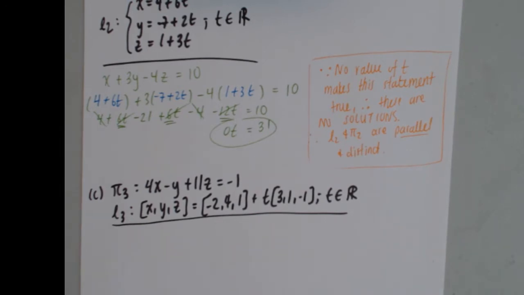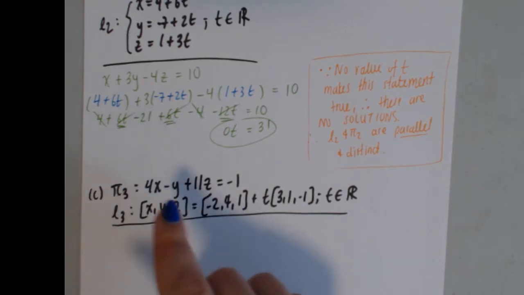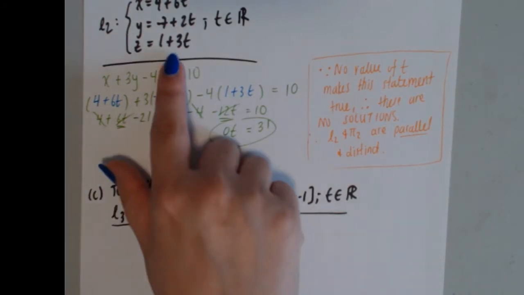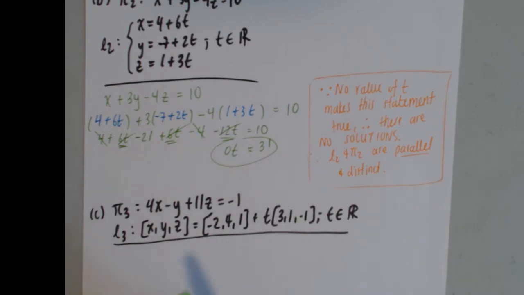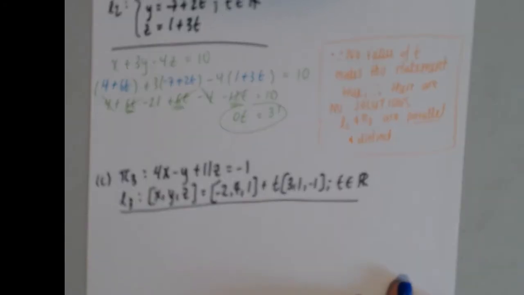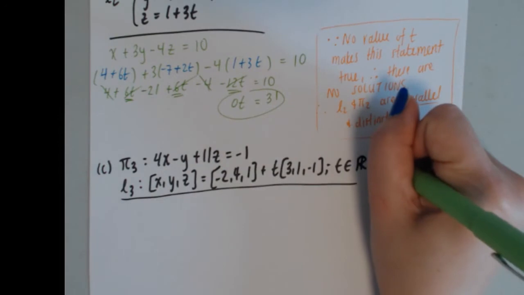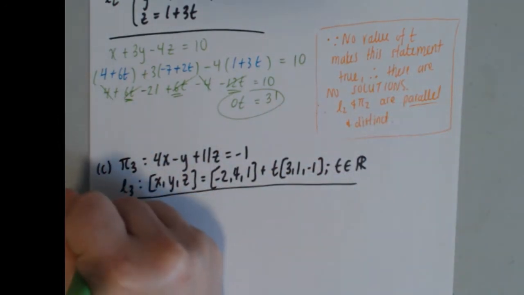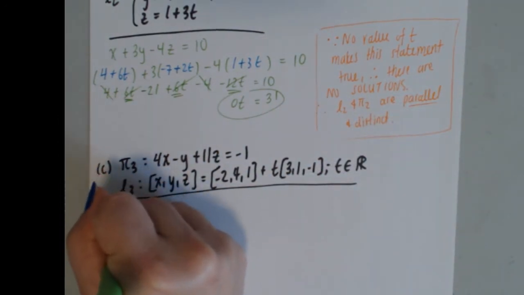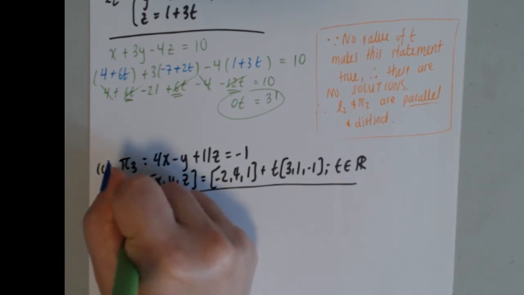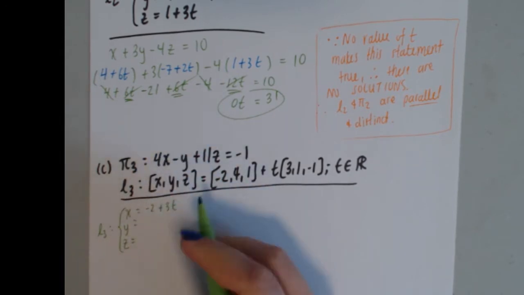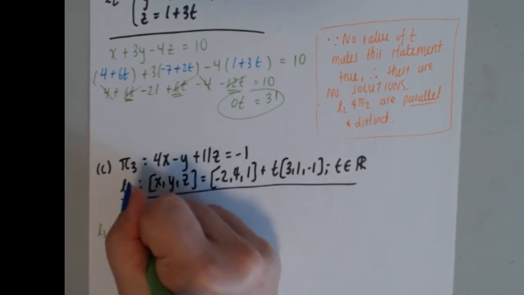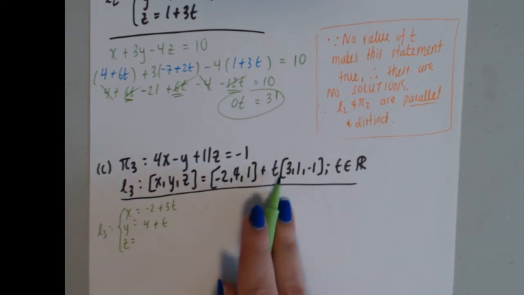All right, so the only big difference between this problem and the previous ones is that instead of being given the parametric equations, you've just been given the vector equation. So getting the parametric equations is pretty straightforward. Just break x, y, and z up into their constituent parts and their constituent equations. So what I'm going to do is I'm going to break L3 up. So we have x, y, z. Right, so x equals -2 plus 3t. y equals 4 plus t. And z equals 1 minus t.